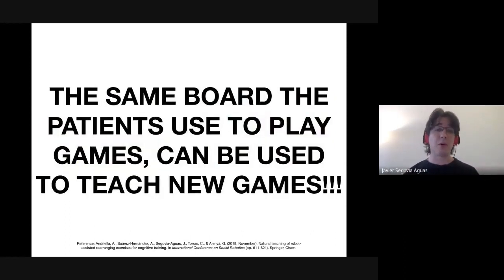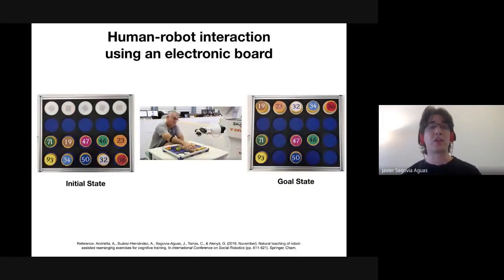So the same board that the patients use to play games can be used to teach new games too. So that's the idea. We have this human-robot interaction using an electronic board. We have this initial state. We have a person that is interacting with this board and is moving tokens on this board to reach a goal state.